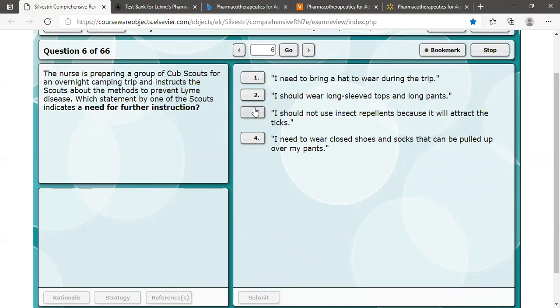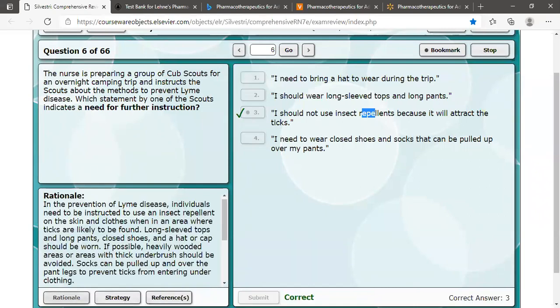You understand how I can choose the answer? Like number 3, I'm not sure about the insect repellent, but I'm sure number 1 is nothing wrong, number 2 is nothing wrong, number 4 is also good to prevent Lyme disease. So number 3 is the only option. Something wrong, I need to correct my patient, right?